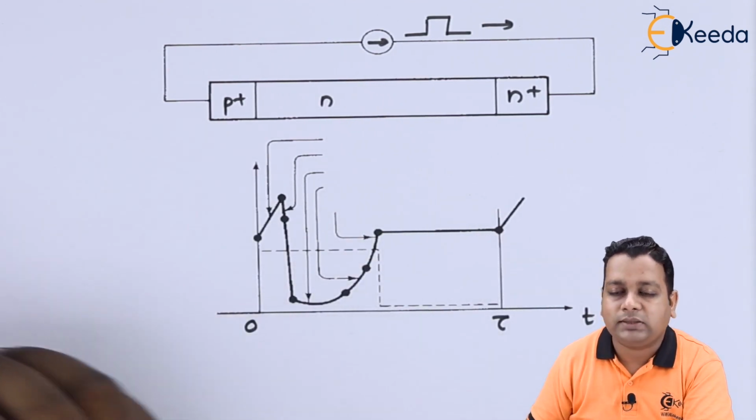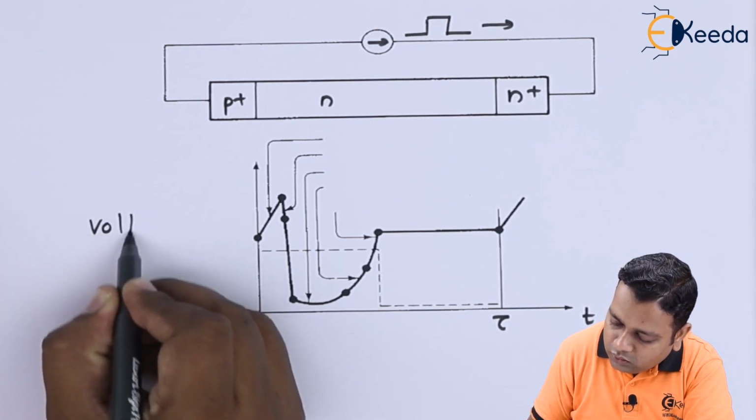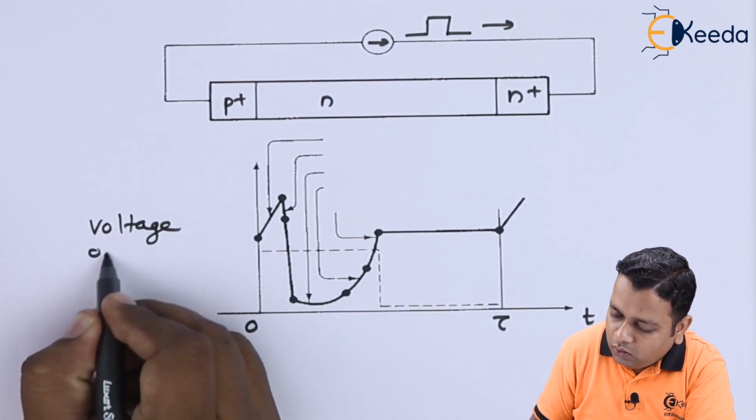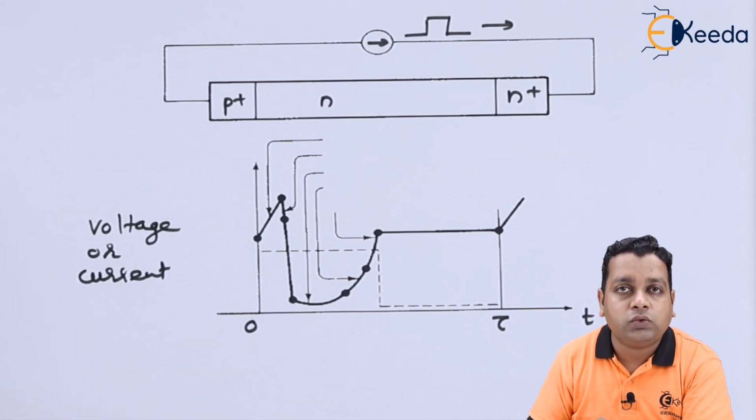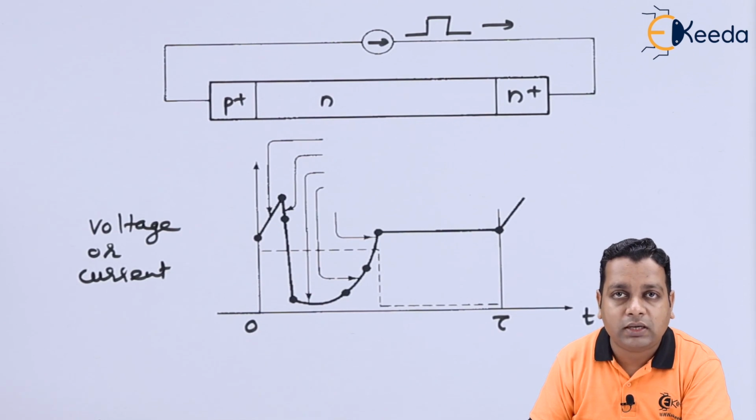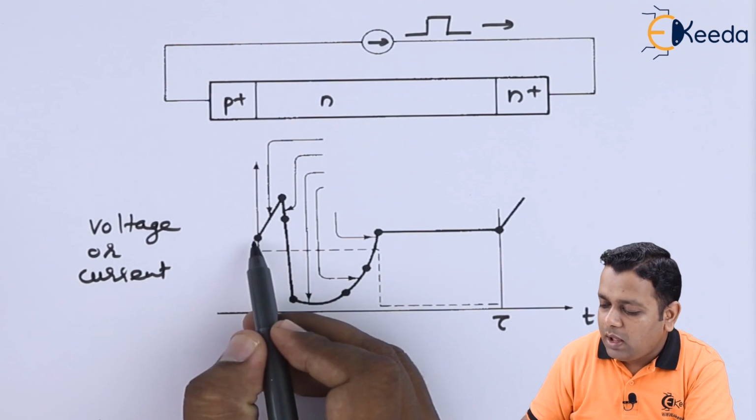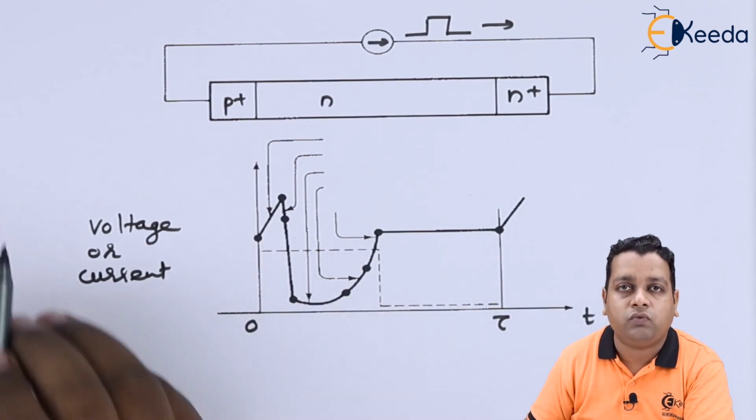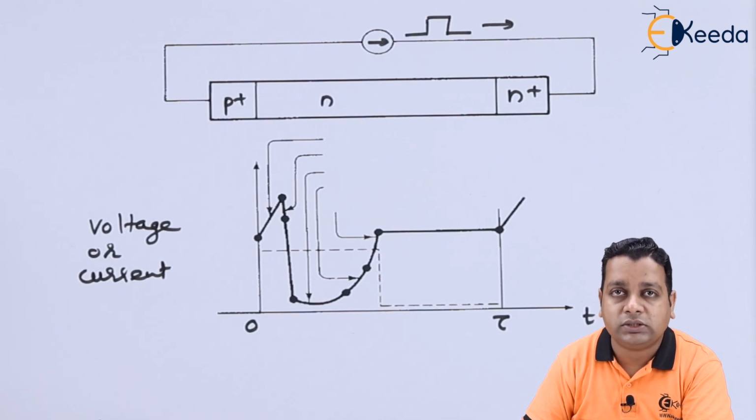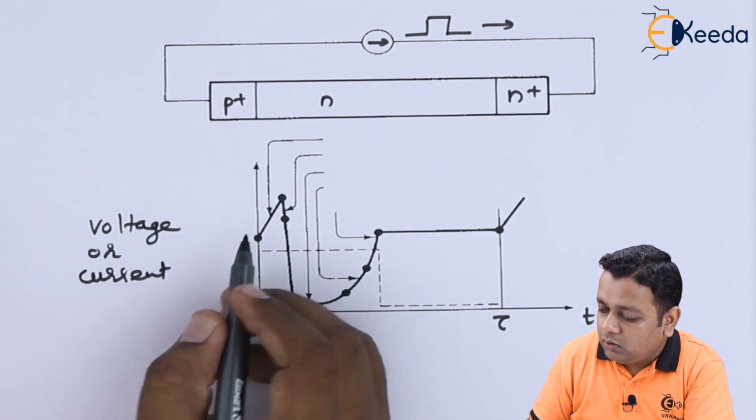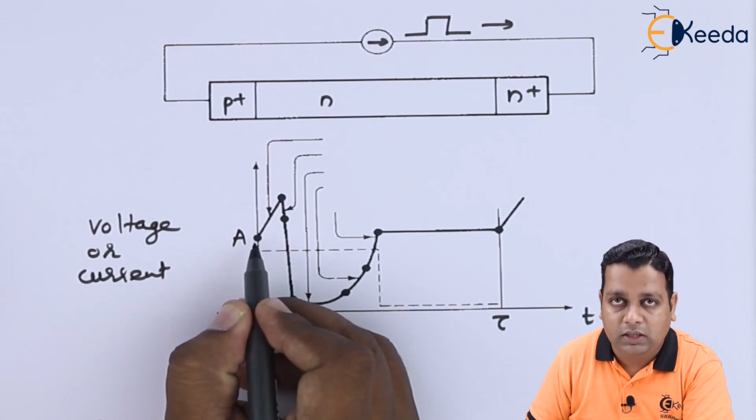On the vertical axis, this level corresponds to either voltage or current. While the device operation takes place, the charge carrier completes a time duration from 0 to tau. It will be at different levels of either voltage or current. These different levels or points in this graph, we can give a nomenclature here. Let us say at 0 it will be at the point A.